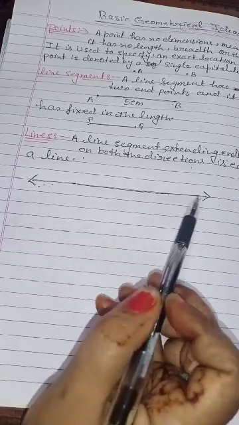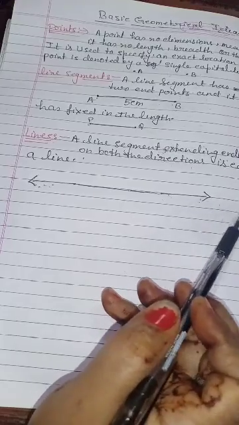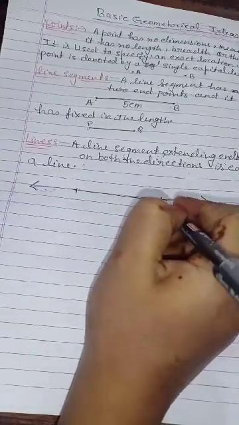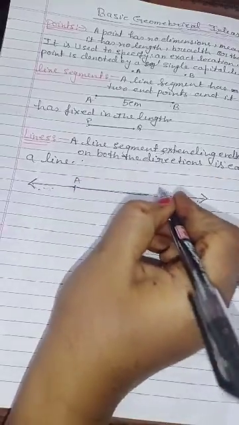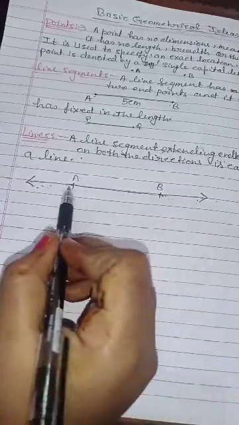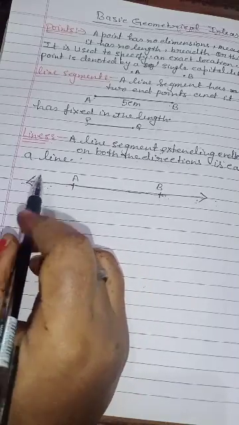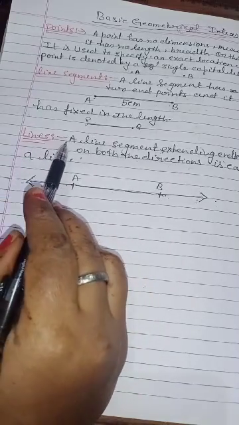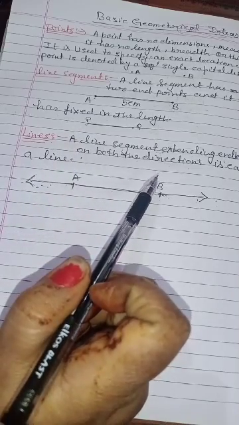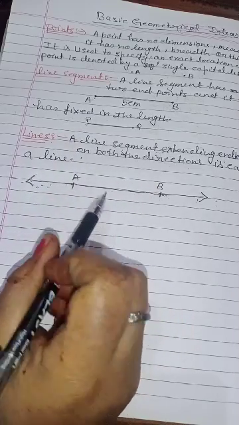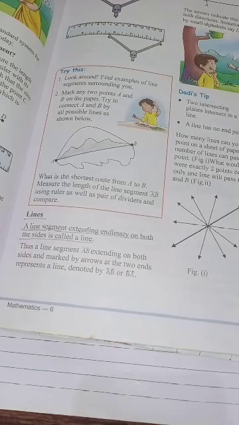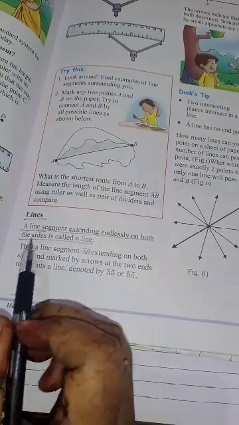Because if we are able to extend it in both directions, it means it has no fixed length. So that was a line segment. If we have scope to extend them in both directions, then it will be a line. It has no fixed length. Maybe up to here it is clear to all of you. You can see the definition of these in your books also.